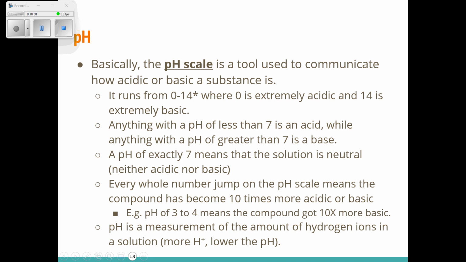So here's a little bit more about that pH scale. The pH scale is just a tool that is used to show how acidic or basic a substance is. So it runs from 0 to 14. As mentioned before, anything with a pH less than 7 is an acid, greater than 7 is a base. 7 right on the nose is going to be neutral. The interesting thing about a pH scale is that a jump by 1, so jumping from, say, 7 to 8, is actually 10 times more basic. So a jump of 1 indicates a jump of 10, which means that a jump of 2, going from 6 to, say, 8, would be 100 times more basic.